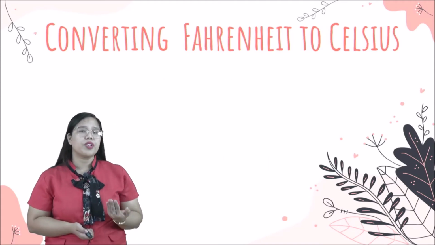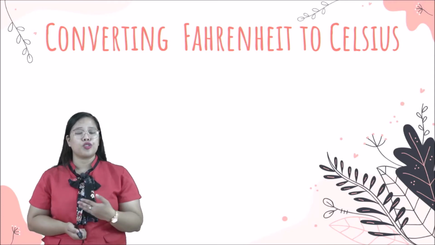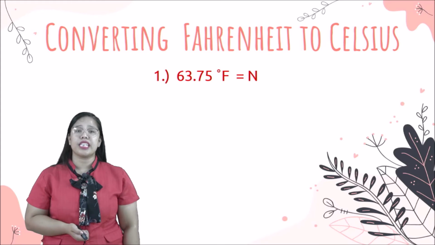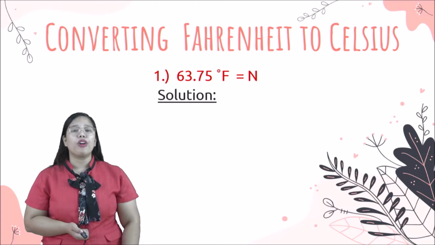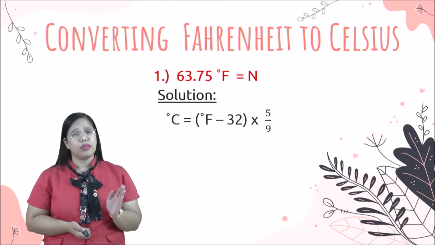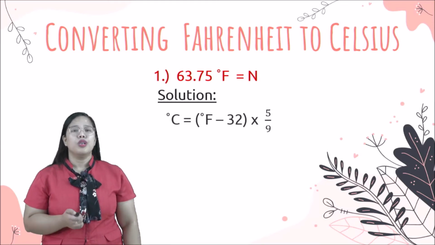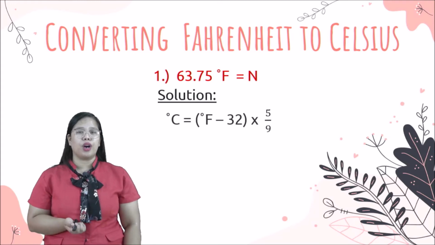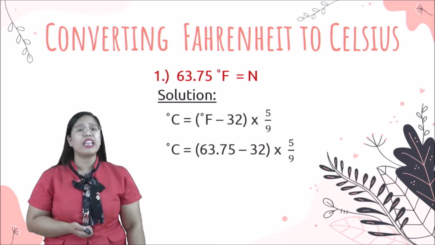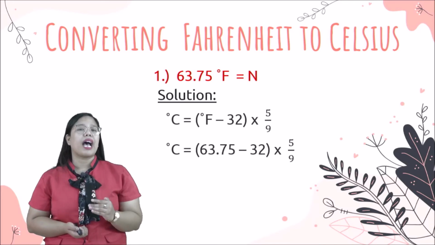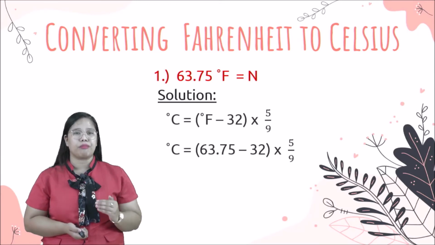So, we will proceed with converting Fahrenheit to Celsius. Again, Fahrenheit to Celsius. So, we have the first given as 63.75 degrees Fahrenheit. So, our formula, kids, will be degrees Fahrenheit minus 32 times 5 over 9. So, we will just substitute the value of degrees Fahrenheit, which is 63.75, and then we will subtract it first by 32. And that's the time that we will multiply it by 5 and divide it by 9.